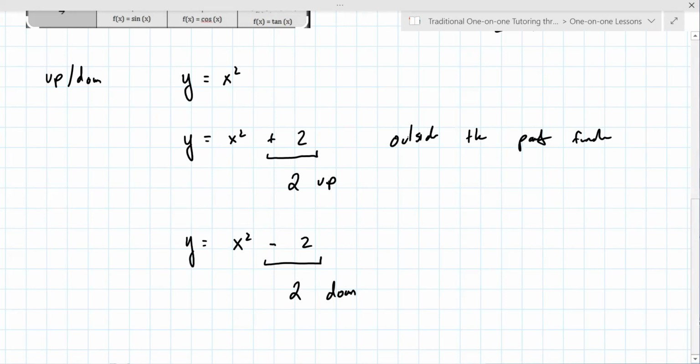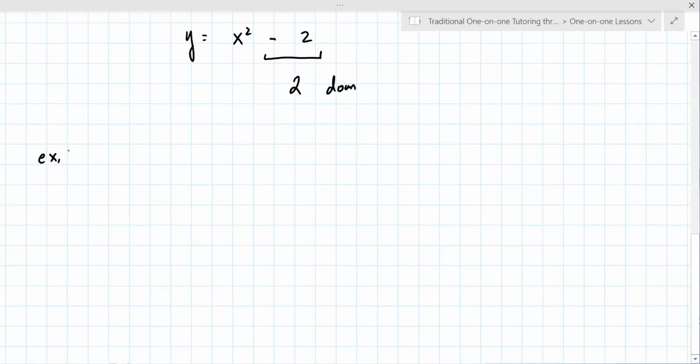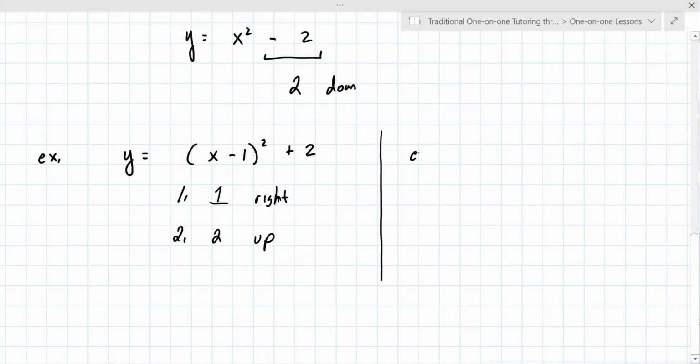All right, if this was clear, I'll give you a first example here, and I'm going to help, but we have to eventually do some where we're going to scale. So (x minus 1) squared plus 2. There are two transformations here. The first one is left or right, and then up or down. Okay, so it is 1 right and 2 up. Very good. Let's do another example.